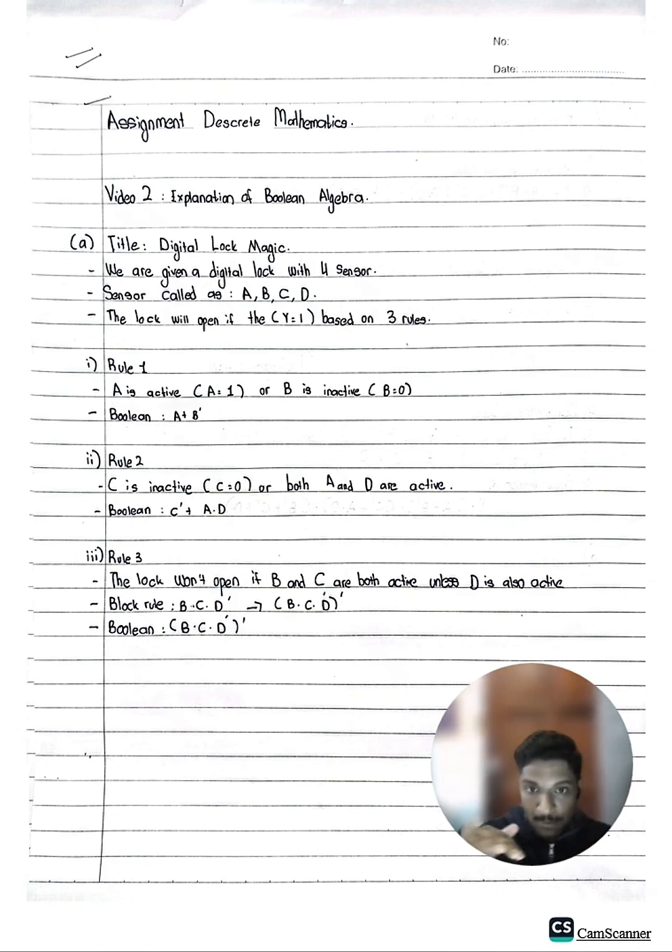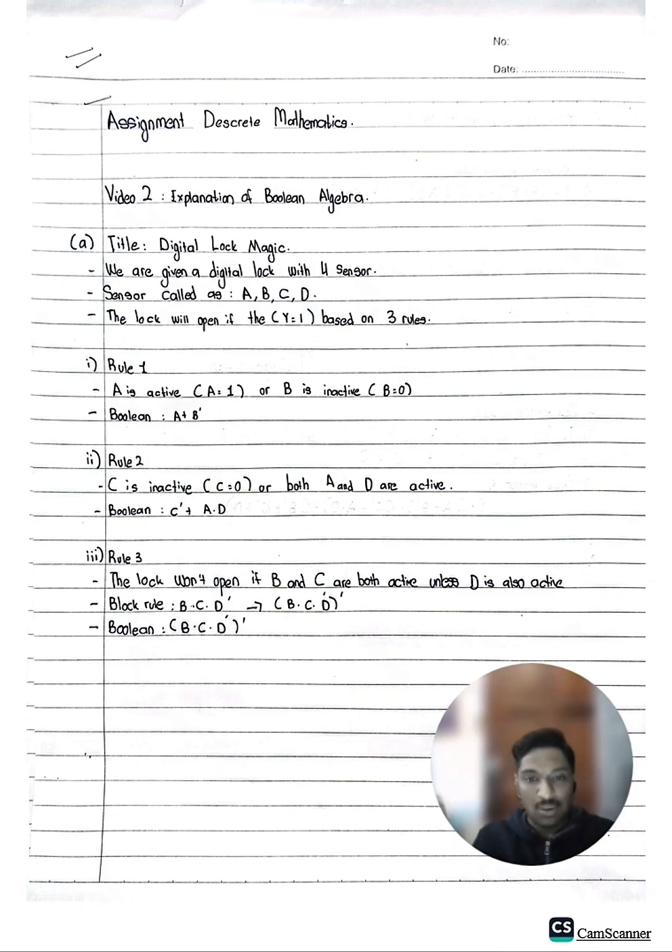Let me give my idea, which is my group's idea: digital lock magic. The digital lock has certain rules to open it. Number one, we are given a digital lock with 4 sensors called A, B, C, and D. The lock will open if Y equals 1 based on the rules.